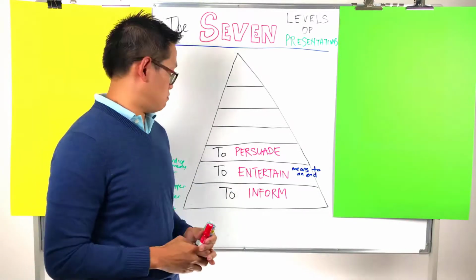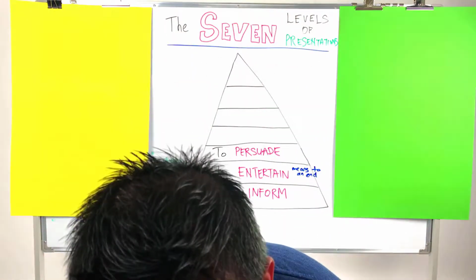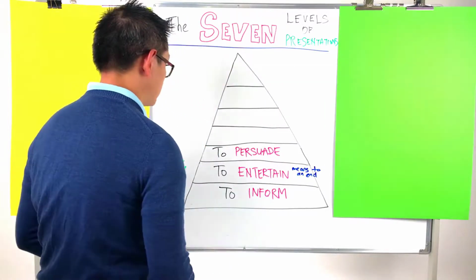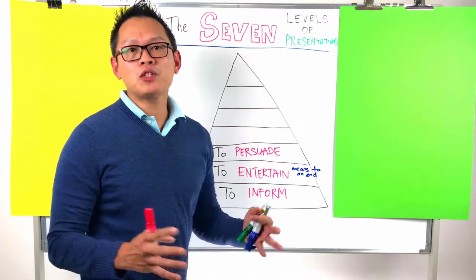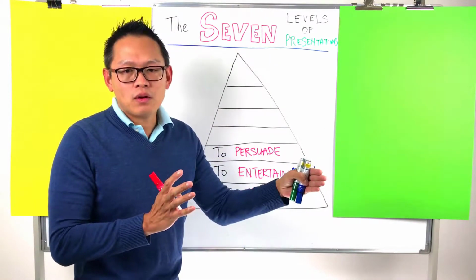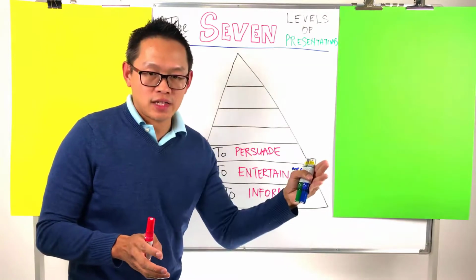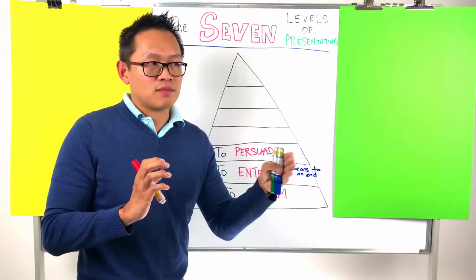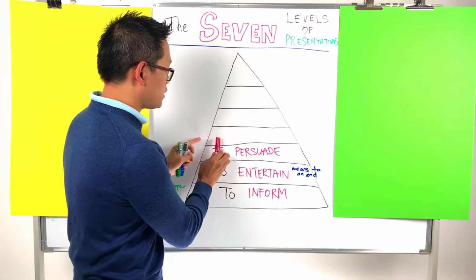What does persuade mean? Persuade simply means you want to convince someone to agree, to accept, or to understand your ideas through certain reasoning or certain facts that you provide, or certain emotional stories that you share with them. So you can see there is a huge difference between to persuade and the next level.